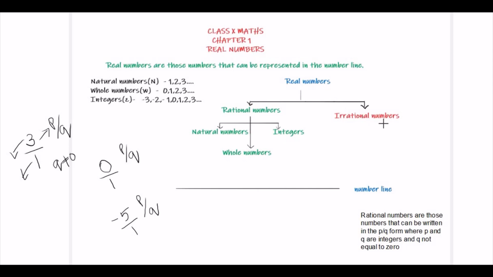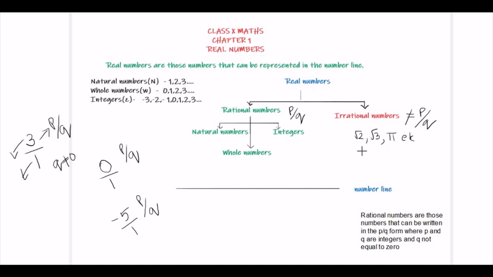Now, what is an irrational number? Irrational numbers are the numbers that cannot be represented in the form p by q. Rational numbers are the numbers that can be represented in the form p by q, where p and q are integers and q is not equal to 0. Irrational numbers cannot be represented in the p by q form. So let's take examples of irrational numbers. You are familiar with numbers like root 2, root 3, pi, etc. All these come under irrational numbers.